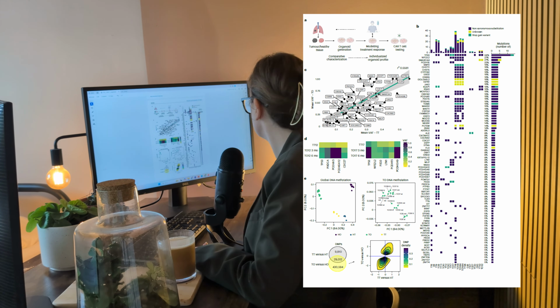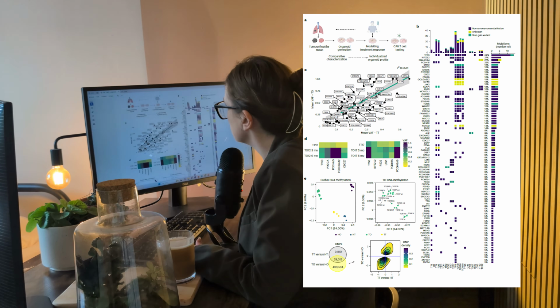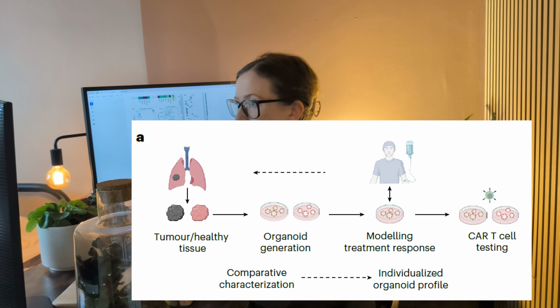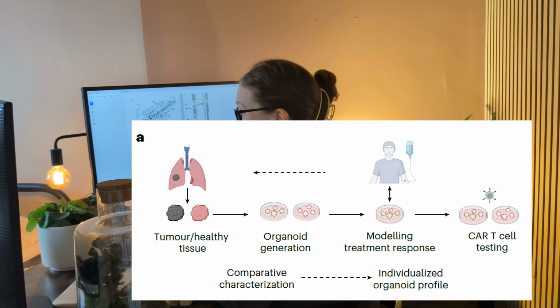So firstly, figure 1 introduces the patient-specific tumouroid platform used in the study. Panel A outlines the workflow. Tumour and matched healthy lung tissue are used to generate tumouroids and organoids, which are then molecularly characterized and tested against therapies, including CAR T cells.